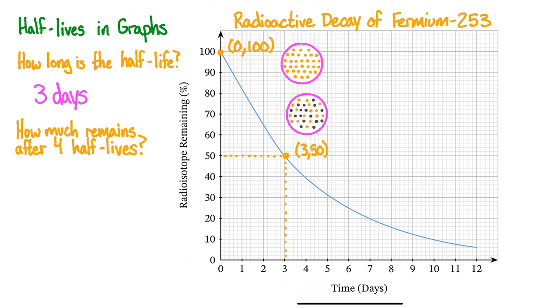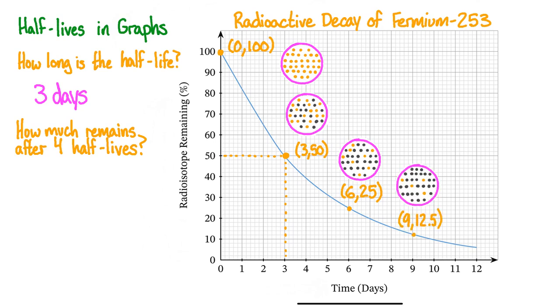Another question we might want to know the answer to is, how much remains after 4 half-lives? We already know that 50% of the fermium-253 remains after 1 half-life. After 2 half-lives, or 6 days, 25% of the fermium-253 remains. Another half-life later, and the remaining radioisotope gets cut in half once again, this time down to 12.5%.